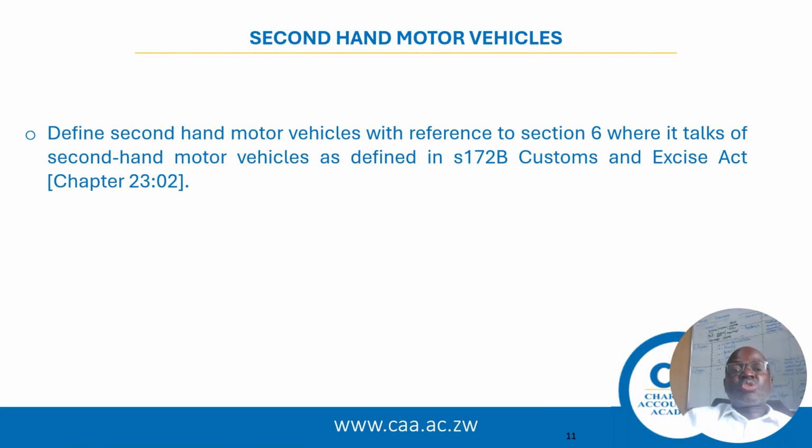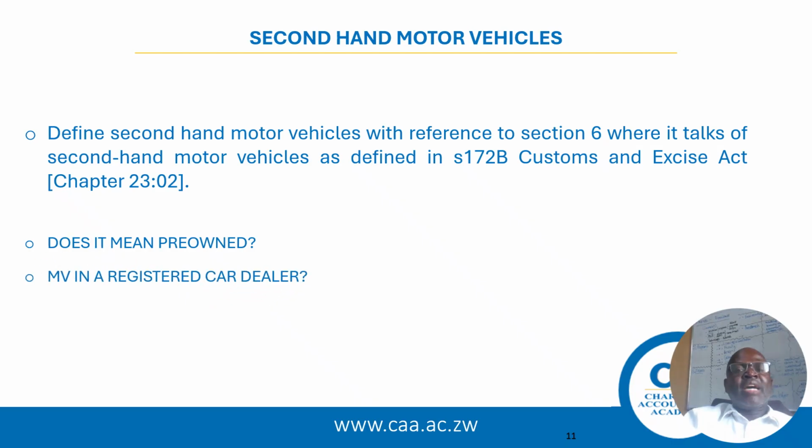So let's look at it: paragraph 61A excludes second-hand motor vehicles. So you would need to define second-hand motor vehicles, and Section 6 makes reference to Section 172 of the Customs and Excise Act. This is very important because the loose understanding of second-hand motor vehicles would be pre-owned. Someone will call any vehicle that was once owned by someone else second-hand. But that is not how Section 172B of the Customs and Excise Act defines it. So you would need to go and look that up.